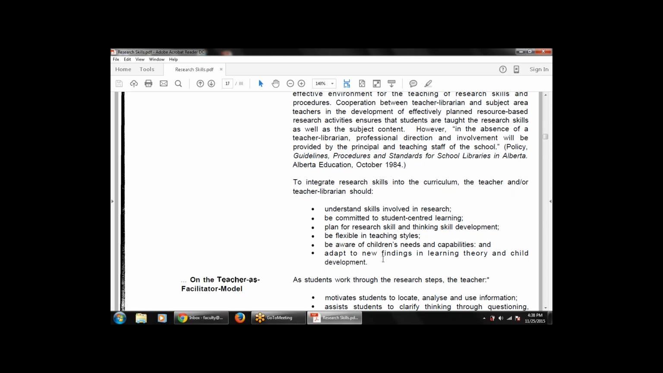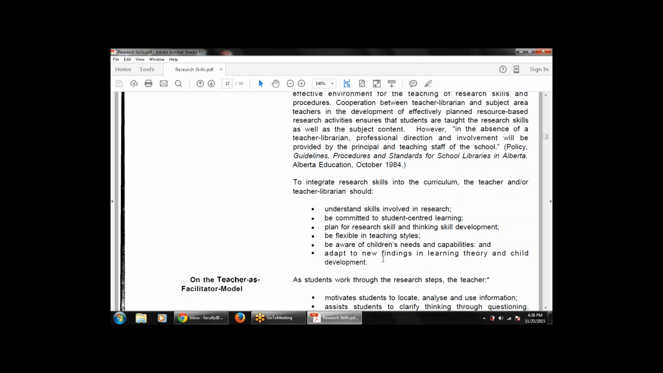That is, the teacher librarian must be flexible in the teaching style so that they can adapt to any style of teaching. Be aware of the children's needs and capability. It is not that I'm teaching you anything, but as per their requirement, we are building that Excel course, and for that Excel course, we are taking the children, that is our participants, that is you. That is, what are your needs, what are your capabilities.